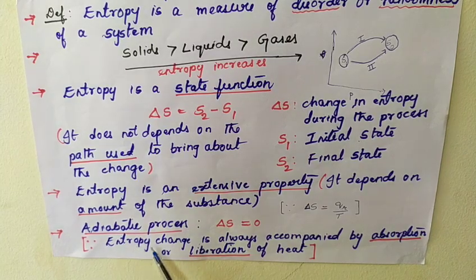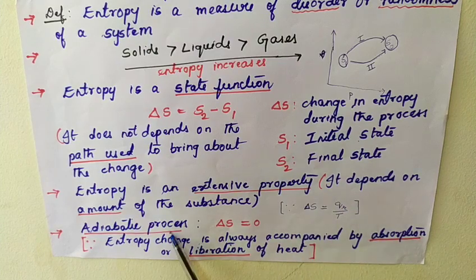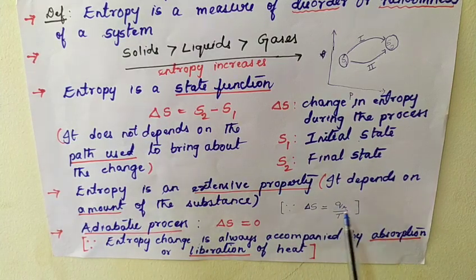Entropy change is always accompanied by absorption or liberation of heat. Since in an adiabatic process the heat is not exchanged between the system and the surrounding, the entropy change is 0. According to the expression delta S equal to Q subscript R divided by T, in an adiabatic process Q is equal to 0, so the expression becomes delta S equal to 0.